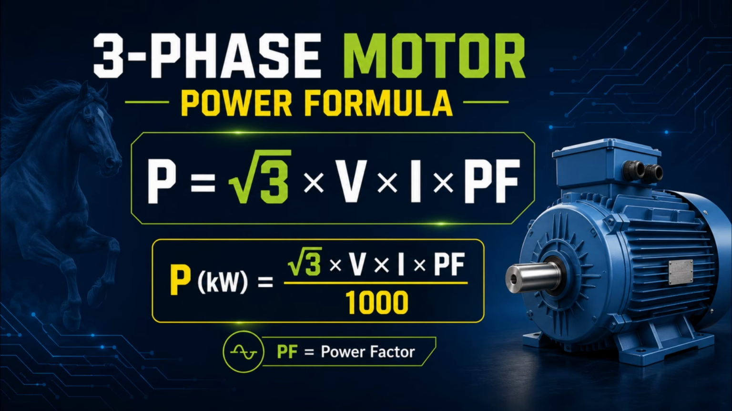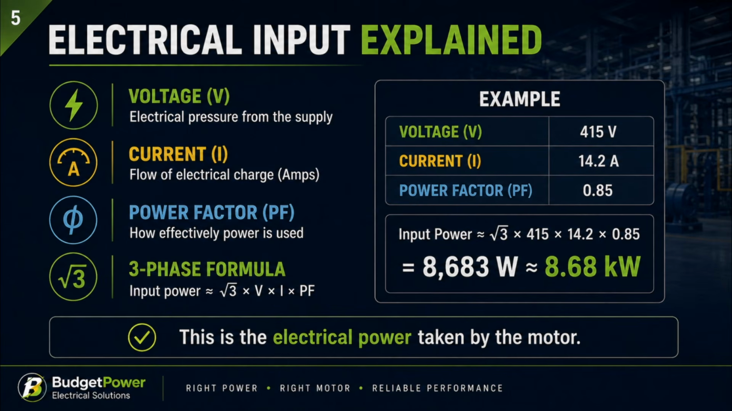Let's look at the electrical input. In this example, we have 415 volts, 14.2 amps, and a power factor of 0.85. For a three-phase motor, we use square root of 3 multiplied by voltage, current, and power factor. Using these values, the electrical input is approximately 8.68 kilowatts. This is the electrical power being taken from the supply. But that doesn't mean the motor delivers 8.68 kilowatts mechanically, because some power is lost inside the motor.